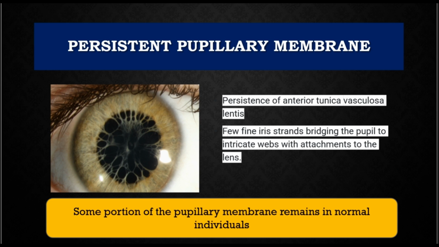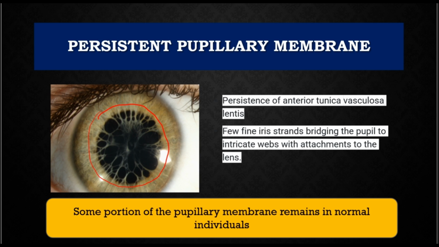So here what you can see is the persistent pupillary membrane. Here just the anterior part of the tunica vasculosa lentis is persisting. We can see fine iris strands which are bridging the pupil, and they are also attached to the lens. In most cases, the persistent pupillary membrane will arise at the collarette of the iris. By this time, I assume all of you know what is meant by collarette, and if not, you can visit our video on the anatomy of the iris.